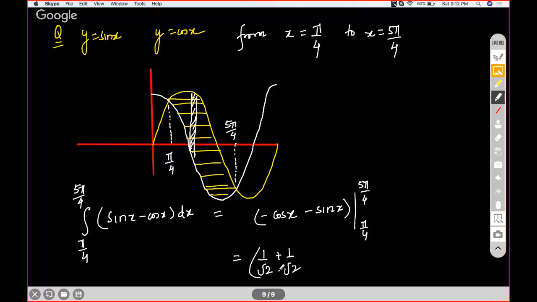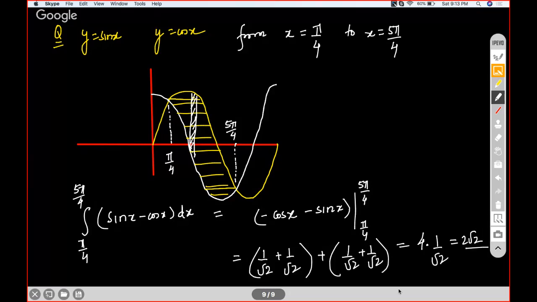Plus 1 by root 2, and minus of minus, so it will become again plus 1 by root 2. That means you get 4 by root 2, so the answer is 2 root 2. Cos 5 pi by 4 and sin 5 pi by 4 are minus 1 by root 2, and cos pi by 4 and sin pi by 4 are 1 by root 2. Is that fine?